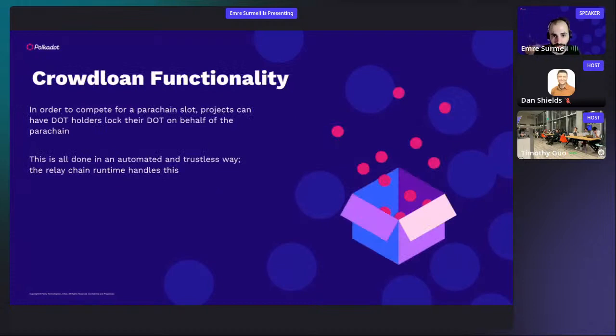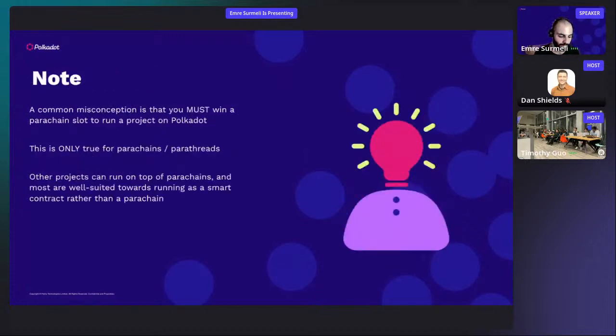And you can increase your bidding power by running a crowd loan. So if you have a good community backing you, they can increase your bidding amount.